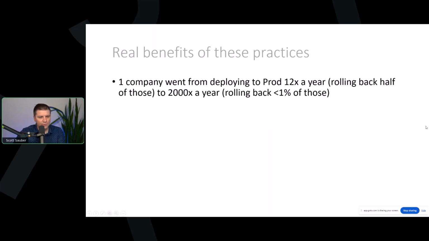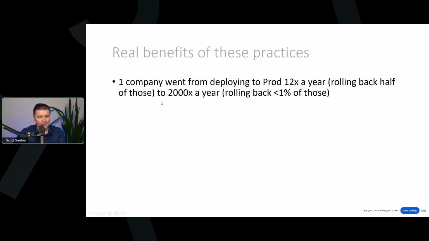One company we worked with used to deploy 12 times a year, and they rolled back about half of those. And they used to spend a week a month just doing deployments and getting ready for the deployment. By doing some of these practices, we got them deploying over 2,000 times a year. And I think last year they rolled back twice out of all those.